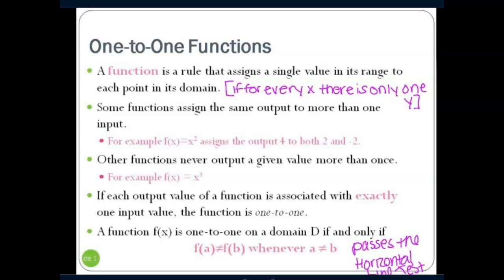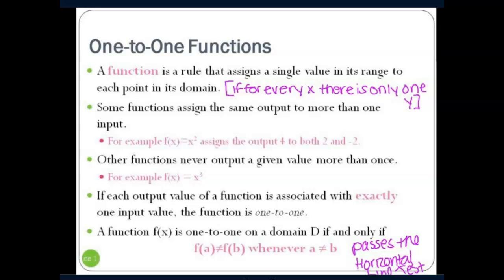The next part we're going to talk about is being one-to-one. A function is one-to-one if each output, which is the range, is associated with exactly one input, or domain. So x squared is not one-to-one because the output 4 goes to 2 different inputs. X cubed is one-to-one.